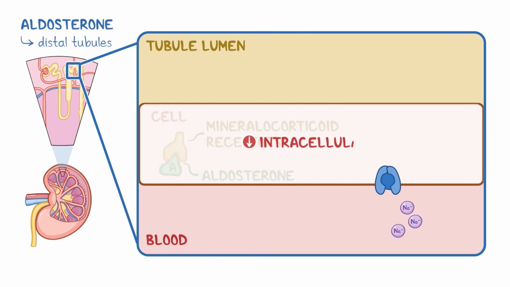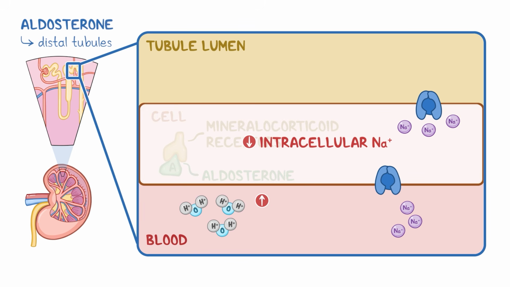This intracellular drop in sodium pulls more sodium from the tubule into the cell, following its concentration gradient. As sodium moves, water follows, so more water leaves the tubule and enters the blood vessels, eventually increasing blood volume and raising blood pressure. At the same time, pumps pull potassium from the blood into the cells.